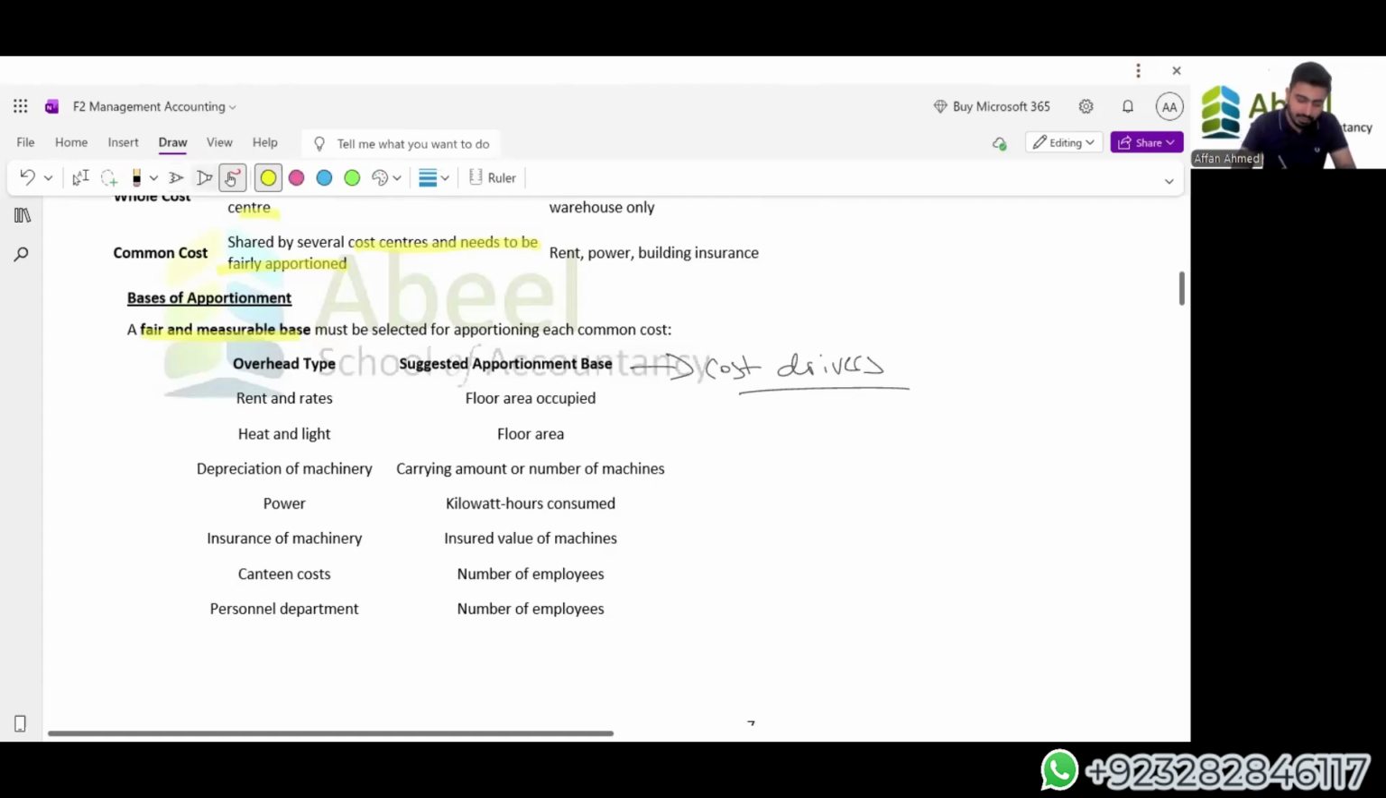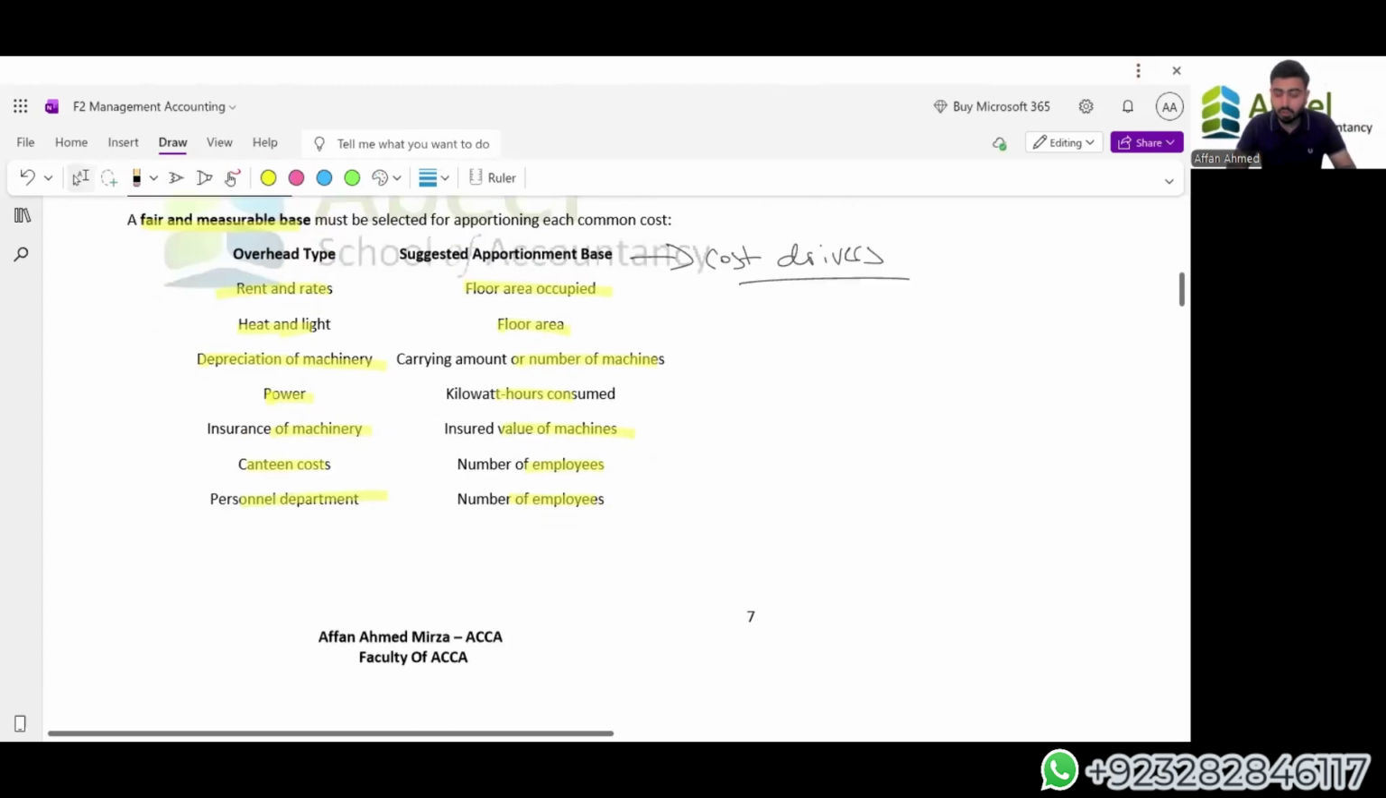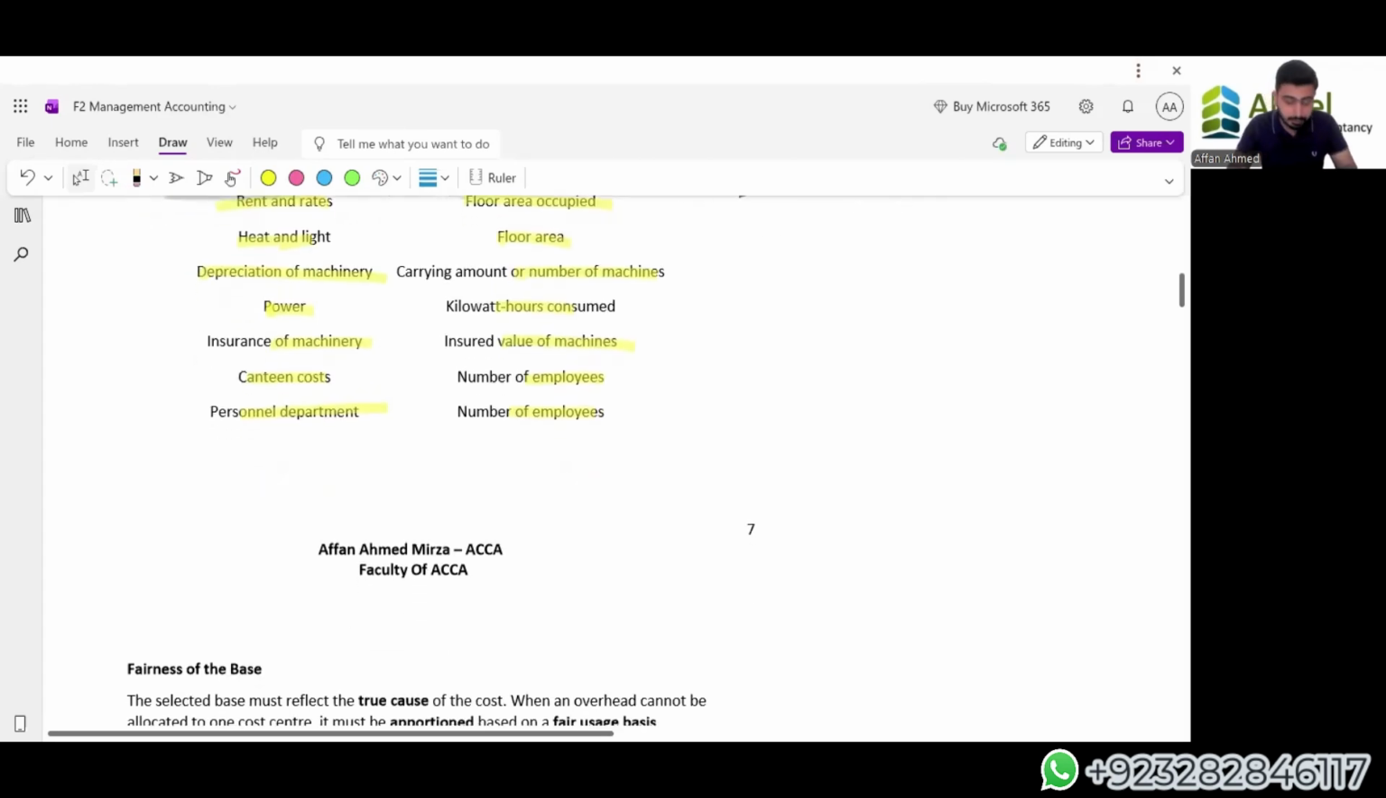If you are having rent, the main factor that comes to mind is floor area. Heat and lighting is also dependent on the floor area. The bigger the area, the more heat and lighting we are required to have. Depreciation of machinery is based on the number of machines or value of machinery. Power is based on kilowatts. Insurance on value of machines. Canteen cost, number of employees. Personnel department, number of employees, etc. So these costs are being divided on the cost drivers because they are most relevant to these areas or are incurred because of these areas. Okay.